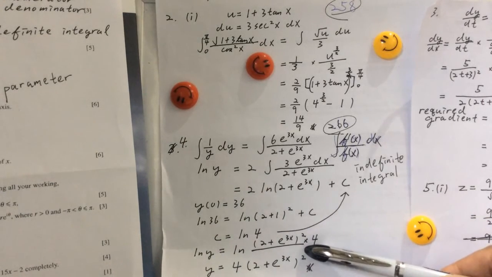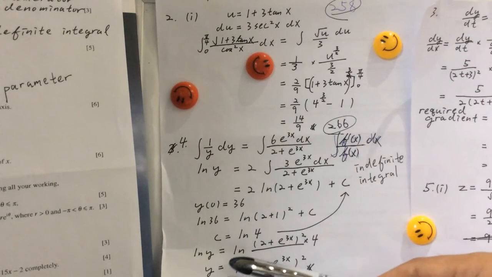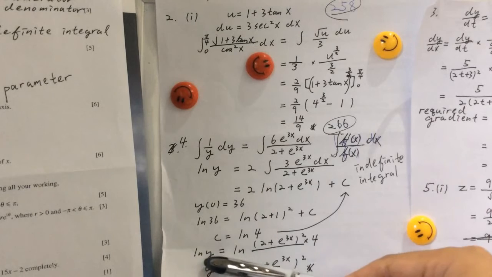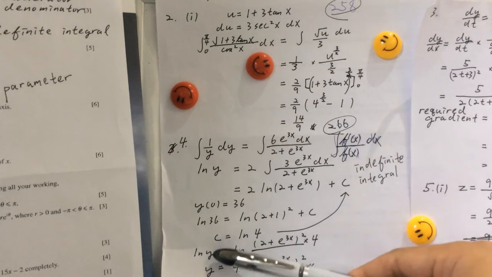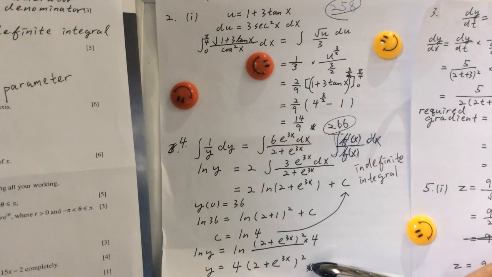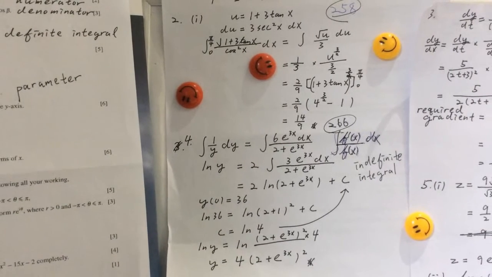So for this expression, we're able to cancel the log sign here because the expression inside the log is the same on both sides. So we are able to find the expression for y in terms of x, like this. Is that clear? Okay. That is question 4.